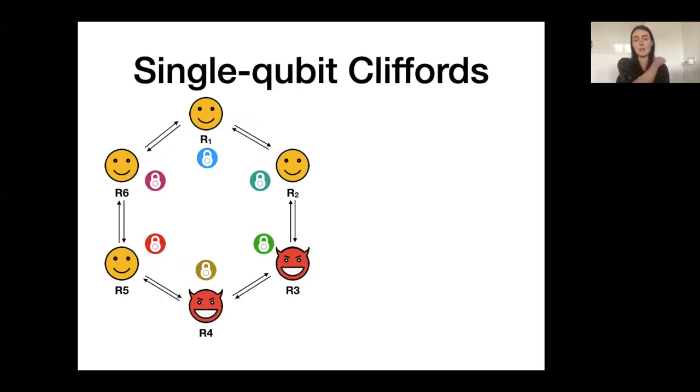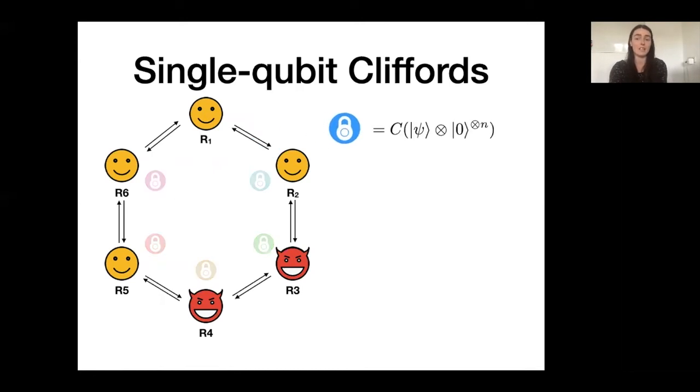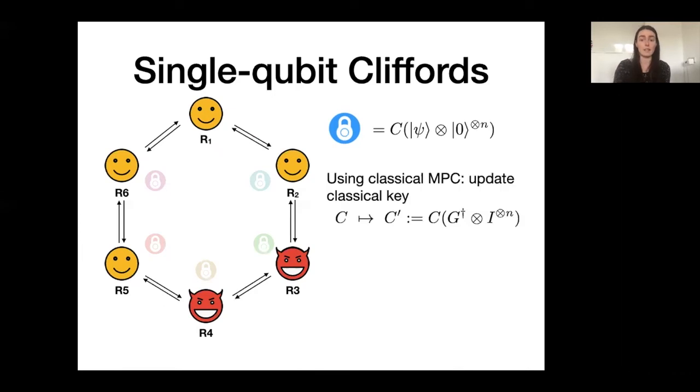All right, so let's start with the easiest case, the single qubit Cliffords. This one will feel a bit like cheating because of how simple it is. But let's say we want to apply a single qubit Clifford G to an encoded state held by the first player, which is of the form C applied to psi and some traps. The classical multi-party computation knows the key C. Through classical MPC, the players can update their key to a key C prime, which is the product of C with the inverse of G.